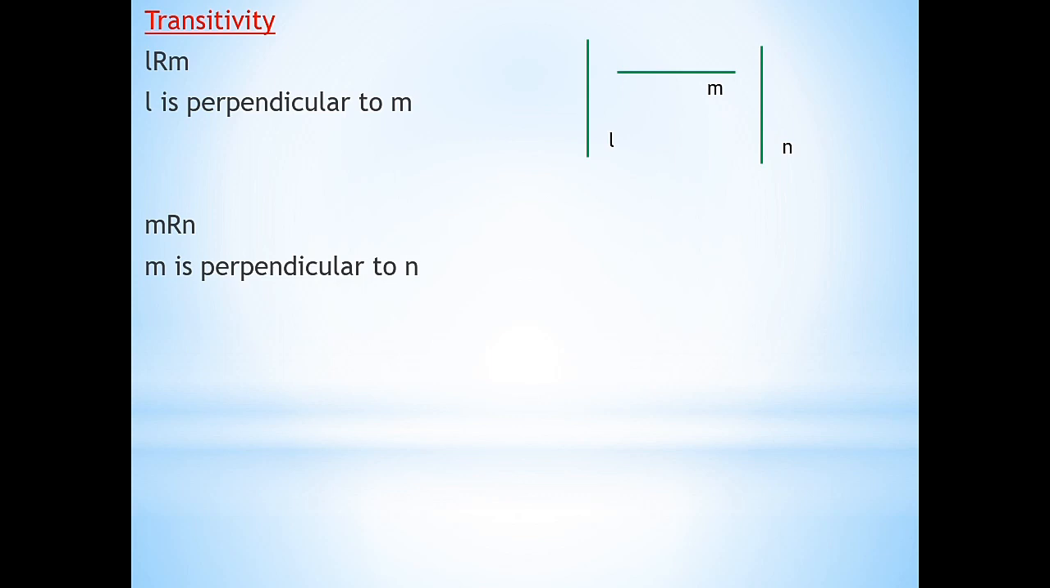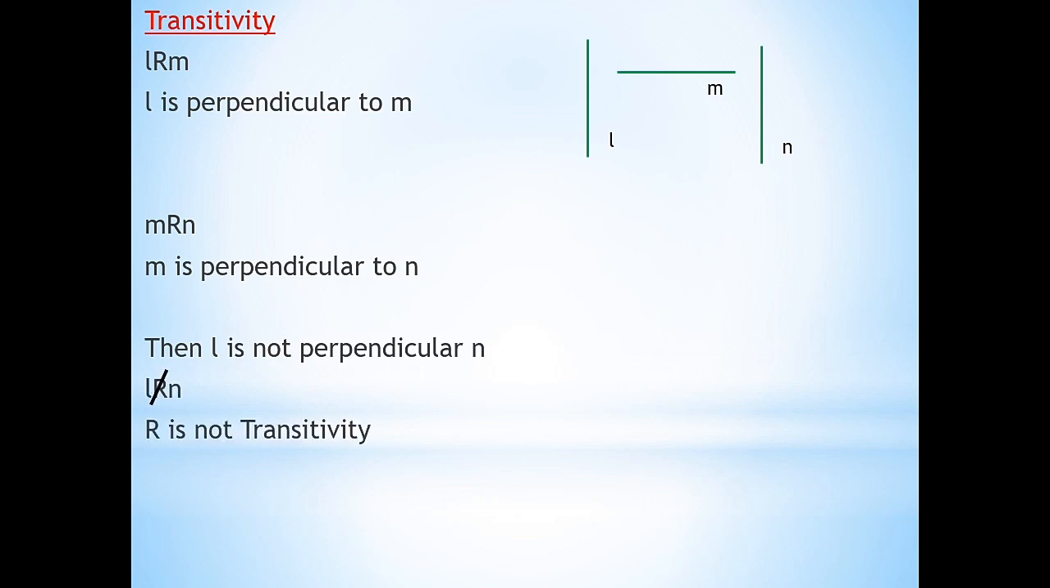That is, L and N. So we check L and N. Okay, so L is not perpendicular to N. Why? L is parallel to N. See, when you check, this line and this line are parallel lines. They are not perpendicular lines. So the condition failed. So here L is not related to N. So what happens? Transitivity has failed. So R is not transitive.